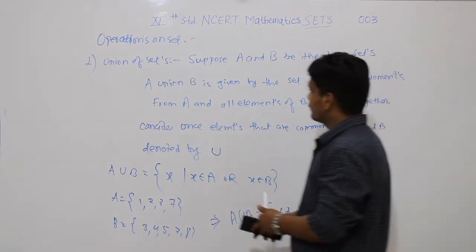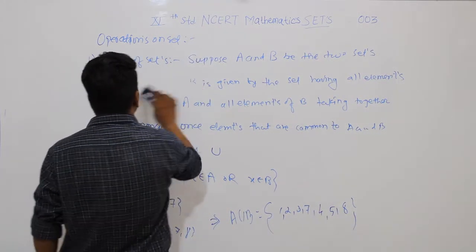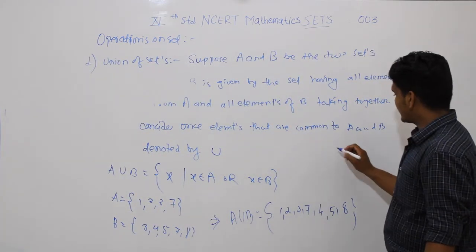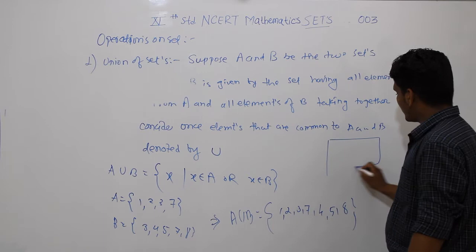This was the definition of A union B. I will draw this definition in terms of a Venn diagram. For example, this is my universal set.